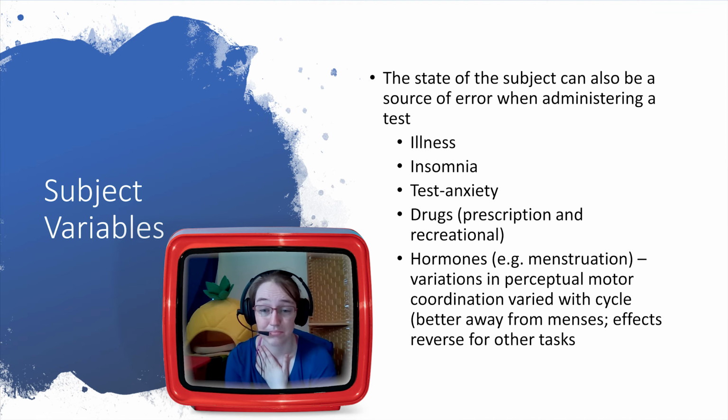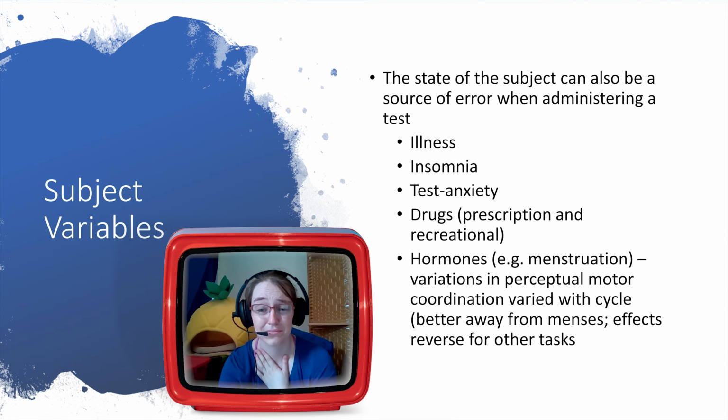But yeah, so not just menstruation and all that lady stuff, but variations in perceptual motor coordination seem to vary with cycle, better when you weren't menstruating than when you were, with effects reversed for other tests. Again, there's some really weird research out there on hormones and testing. I wanted to at least show you some of it because it's weird, but it's not a huge research area. It's just that neurochemistry matters, and some researchers are really into it.